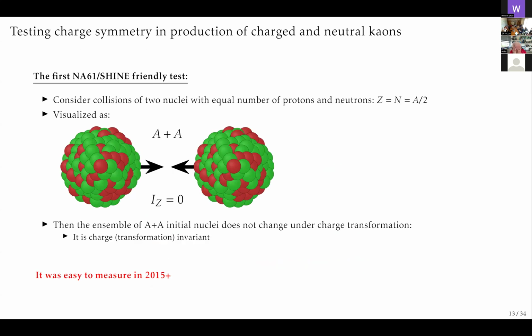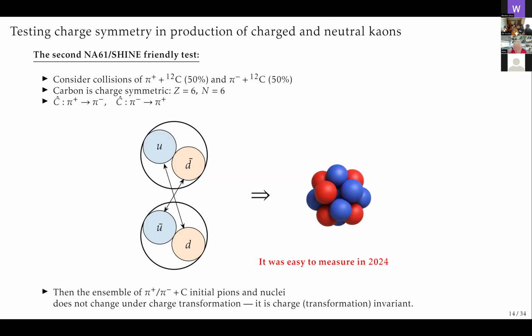Right. So maybe I will just mention that this kind of experiment we tested with the argon-scandium collisions, which are not exactly symmetric, but it's an effect that we can try to account for or try to estimate what would be the effect of this asymmetry. So we did this measurement in 2015, approximately, and then the second, more appropriate test are the collisions of pi plus at carbon-12 and pi minus at carbon-12.